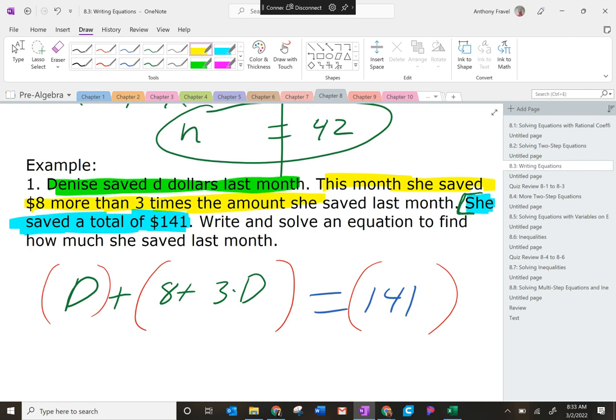Okay, for these ones, we should only combine the D's. This one doesn't have a letter with it, right? So we don't get to add that one. This one's all by itself. So we're just gonna leave it that way. So we just have that 1D plus the 3D.